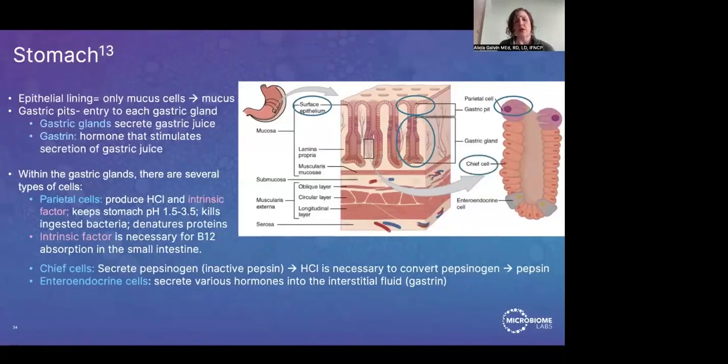You then have the chief cells, which are going to secrete pepsinogen, which is an inactive form of pepsin. So it secretes the inactive form, but then you have the stomach acid there that is going to activate and convert it to pepsin, which will then actually break down your protein. So this is why, if we're looking at a stool test or talking about low stomach acid, we're always thinking about the inability for that person to properly digest their proteins, because they're not activating their pepsinogen to pepsin to be able to digest their food. And then the enteroendocrine cells are secreting things like gastrin, which helps to stimulate that gastric juice from the parietal cells.